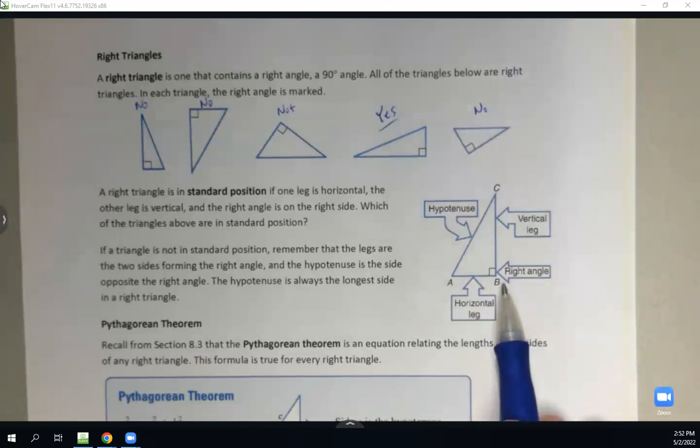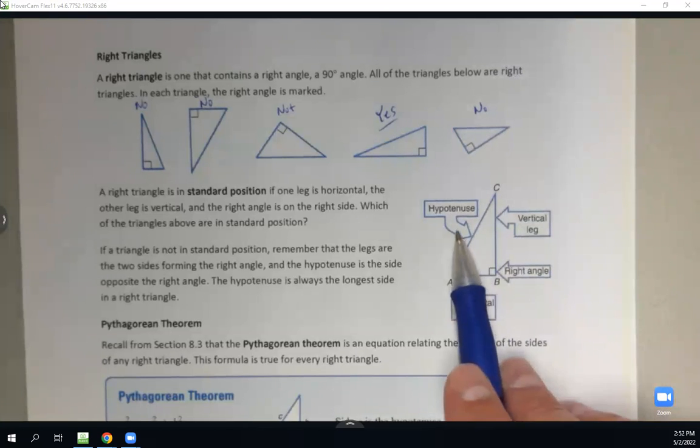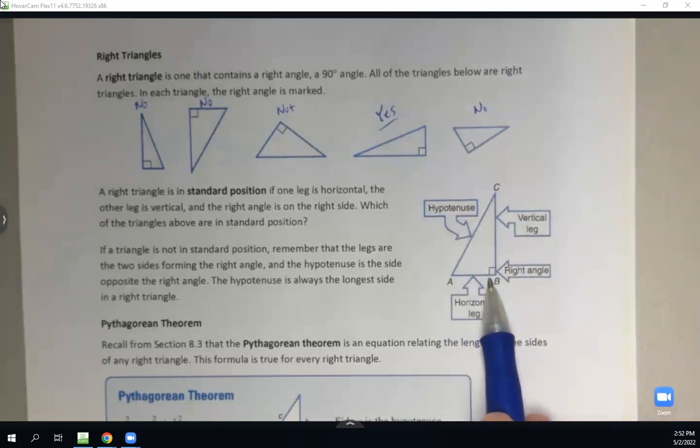So looking at our picture here, here's the right angle. So opposite of that is the hypotenuse. Here's my horizontal leg, here's my vertical leg. Okay.